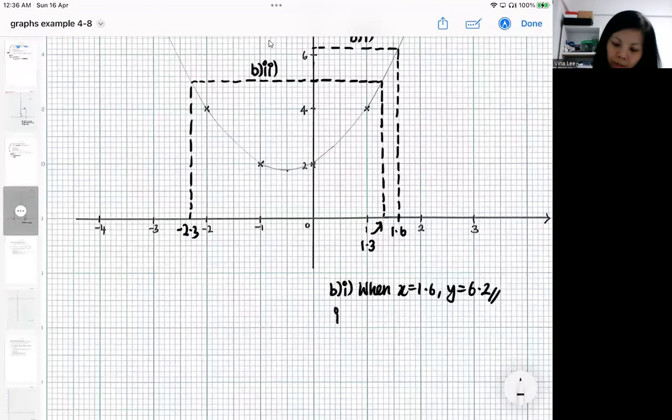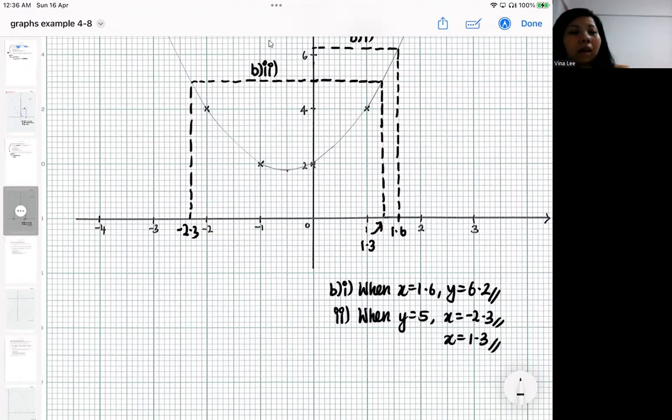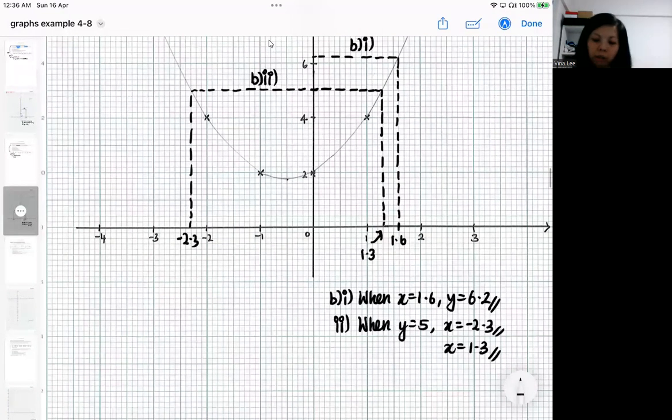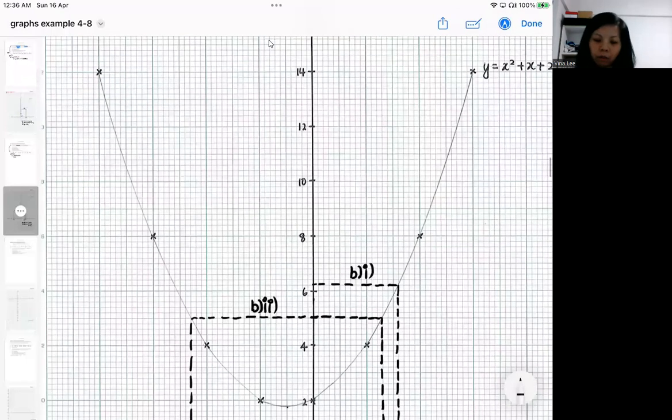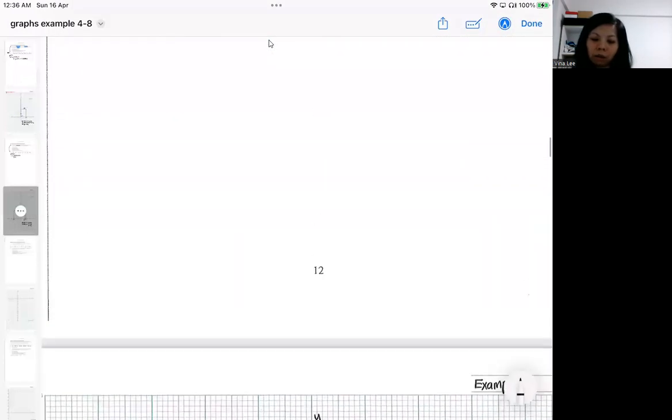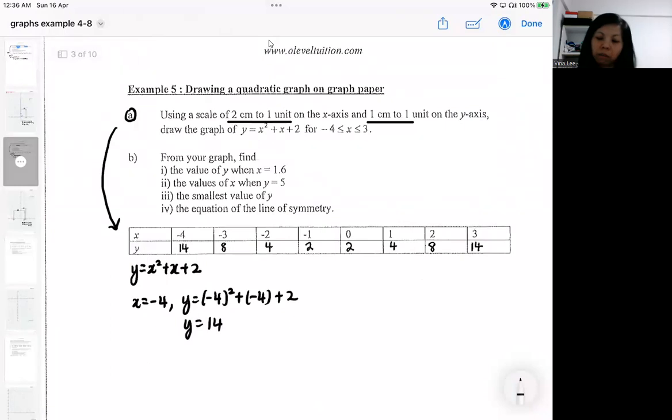So I will answer them accordingly. When y is equal to 5, we got 2 values. So answer them in full. Don't be lazy. Don't just throw numbers. I have been telling you this. I get very irritated when I mark graphs and there's just one chunk of numbers. I really feel like giving 0.